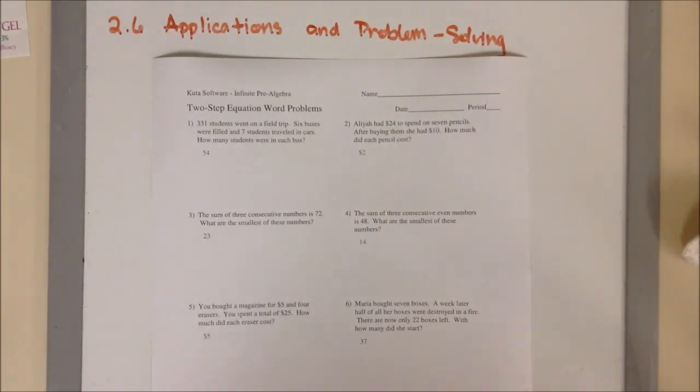Welcome to section 2.6, application and problem solving. In this section, we're going to be talking about given word problems, pulling the information, and setting up our equations to solve for our unknown variable, therefore answering our word problems. When it says application and problem solving, it just means that you're doing word problems.